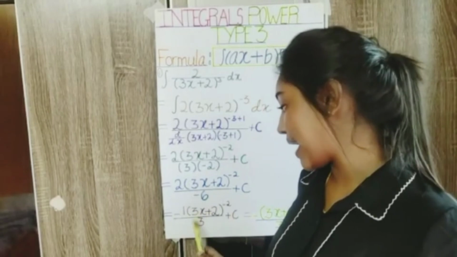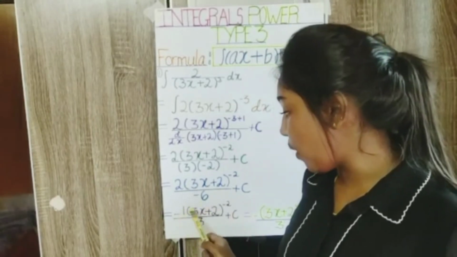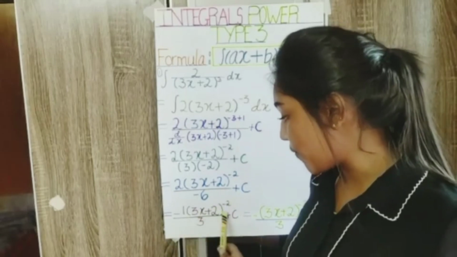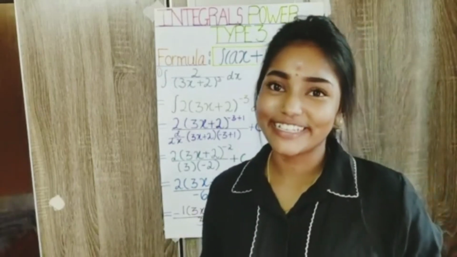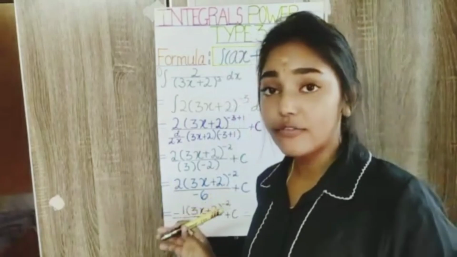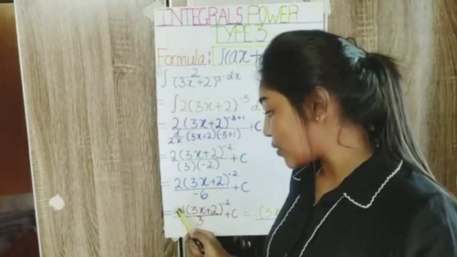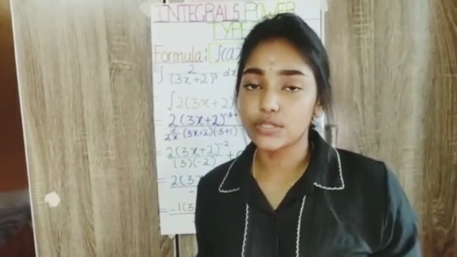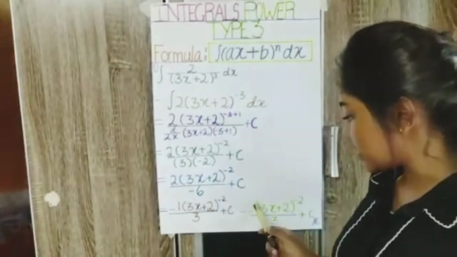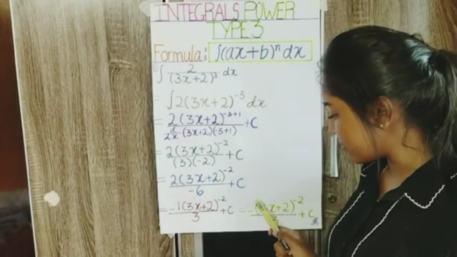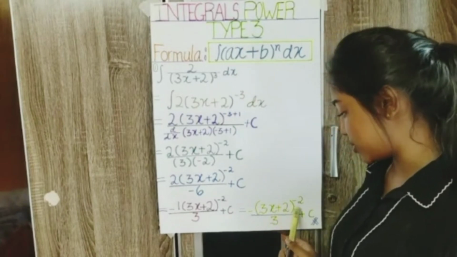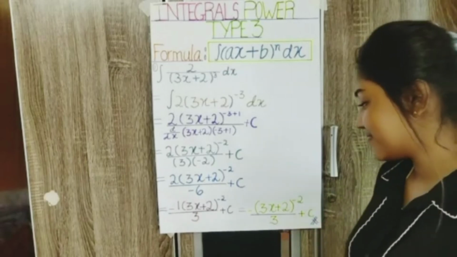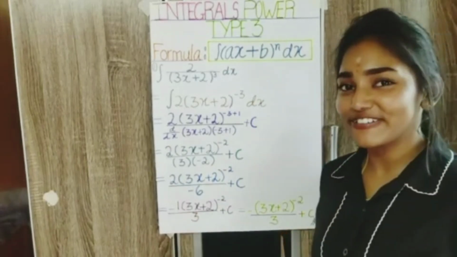So we will get negative 1 (3x + 2) to the power negative 2 over 3, plus c. Okay, this is the final answer, because we no need to write 1 in the equation because 1 times the bracket is equal to just a negative. So the final answer will be negative (3x + 2) to the power negative 2 over 3, plus c. So this will be our final answer.